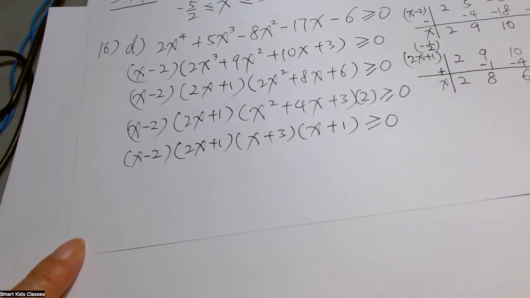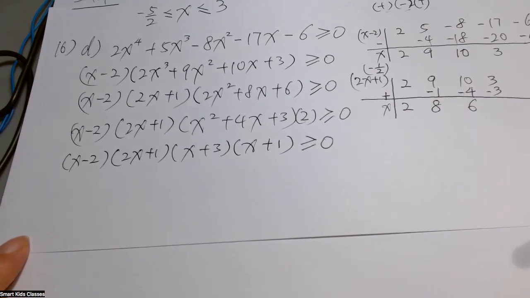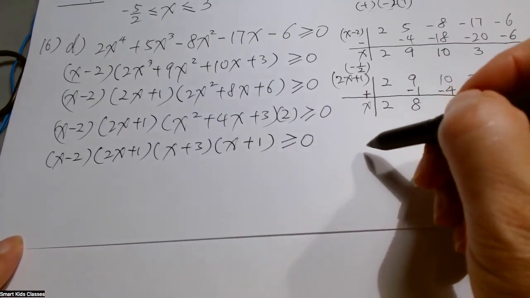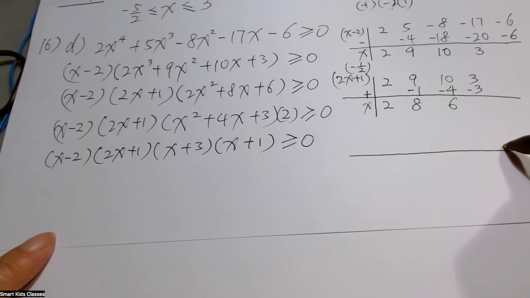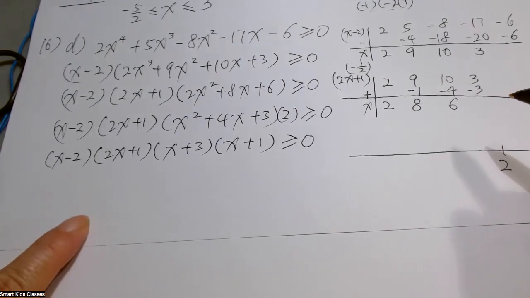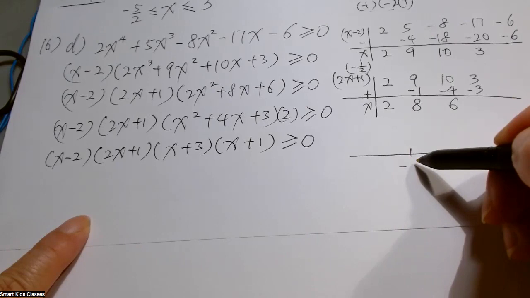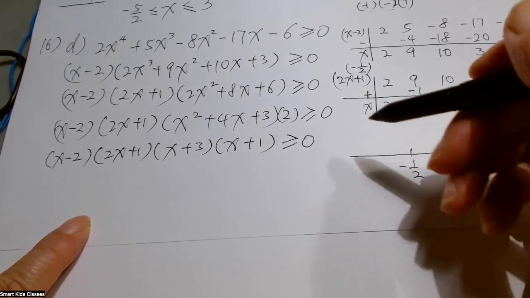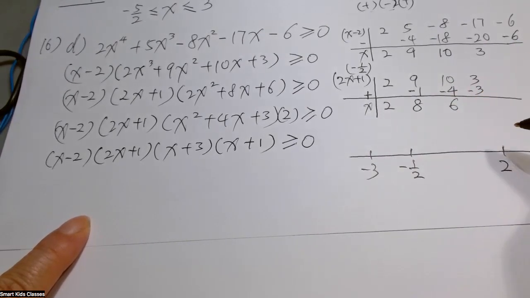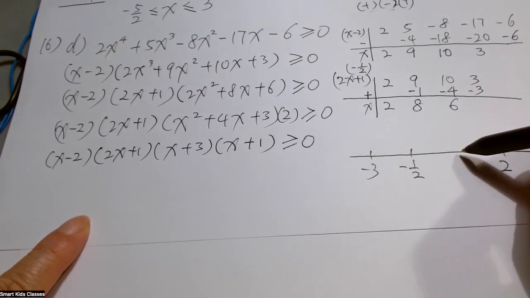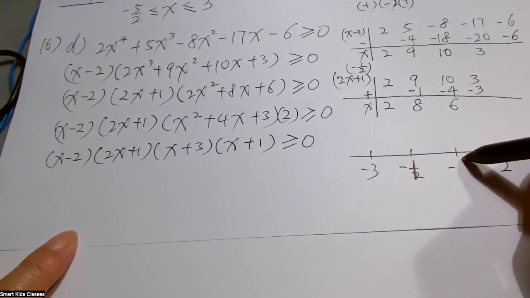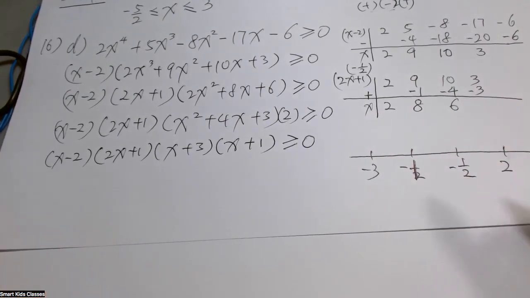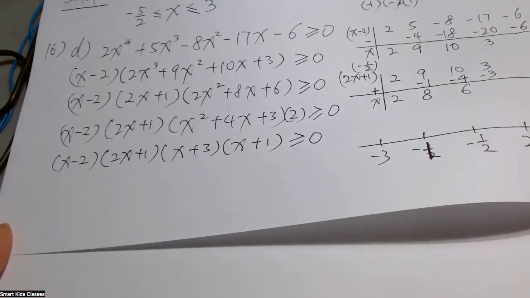So now we got all the x values. We're going to test them on a number line, see which ones are the solution. So we got the 2 here. The next one we got negative 1 over 2. So we got a negative 3 here and we got a negative 1 here. So I'm going to change negative 1 here and negative 1 over 2 here. Put them in order.